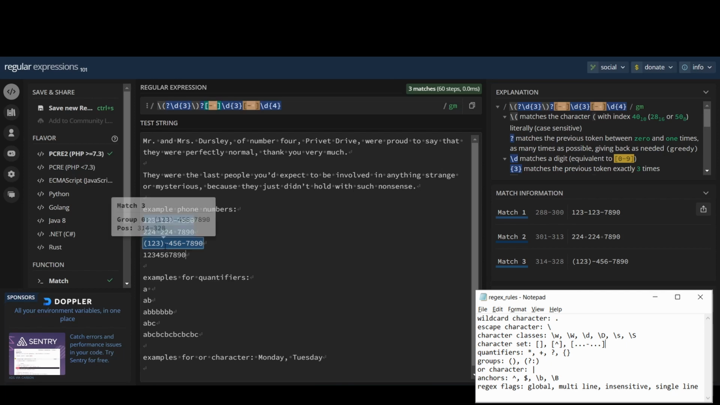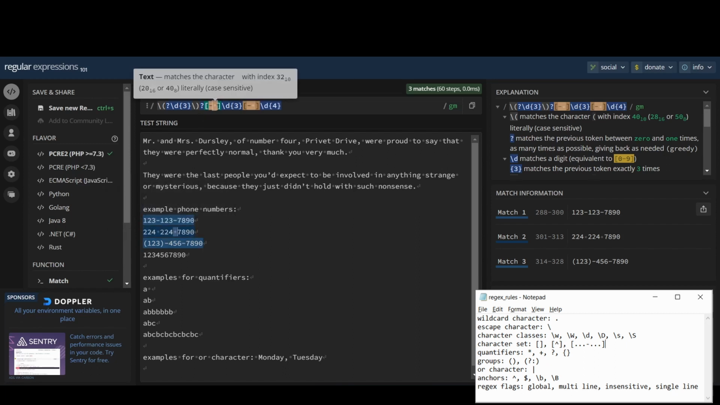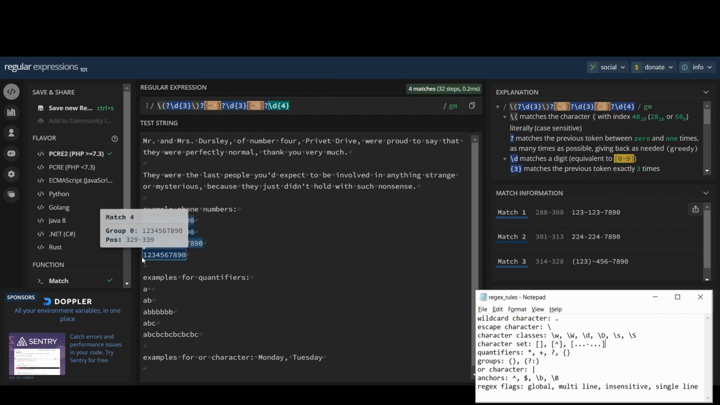In the last case, not just the open and close parentheses are optional, but the hyphen or the white space are also optional. In that case, we can add a question mark at the end of our character set, which will help us find the very last format, where no hyphen or parentheses are present.